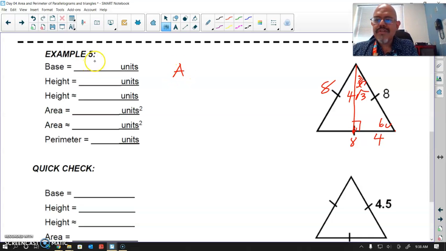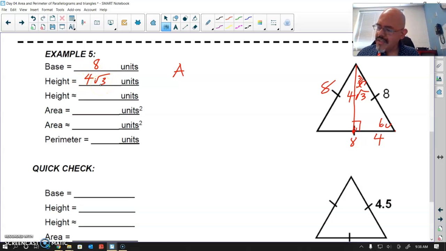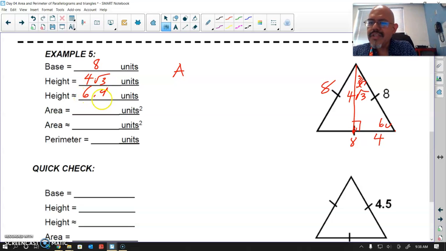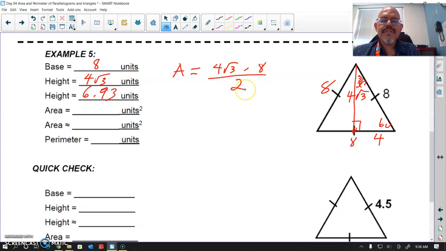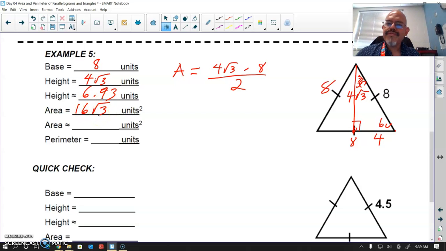So now we're going to take our area. Our base is a total of 8. Our height is 4 square root 3, which is 6.93. Why do they insist on doing the approximations? I have no idea. So our area is equal to 4 square root 3 times 8 divided by 2. That's going to be 16 square root 3. Then we take the 16 square root 3 and change that into its approximation, 27.71.